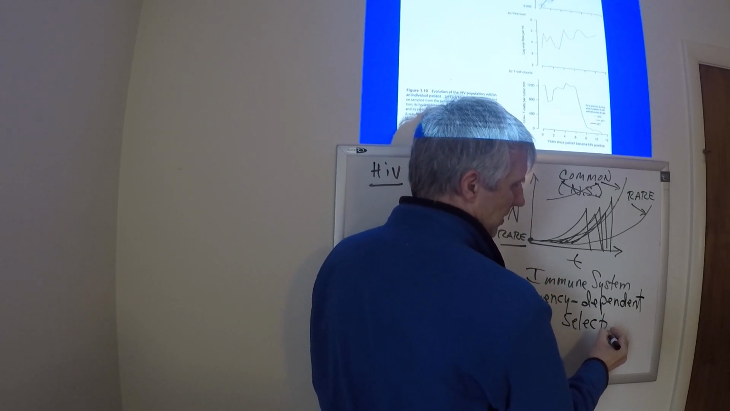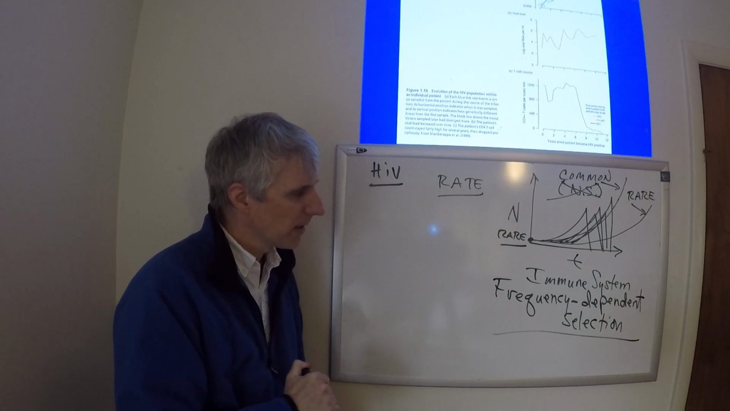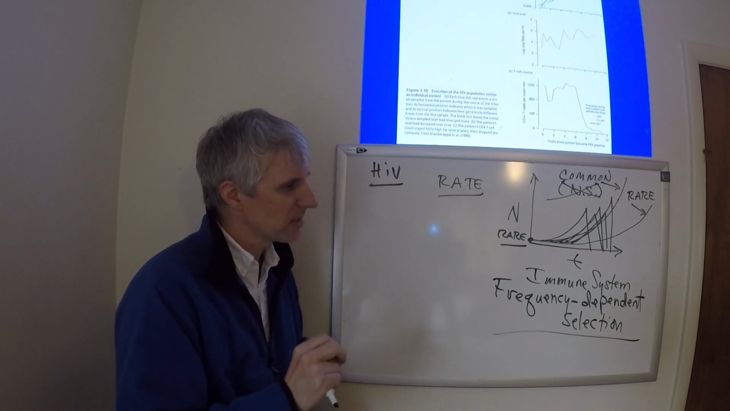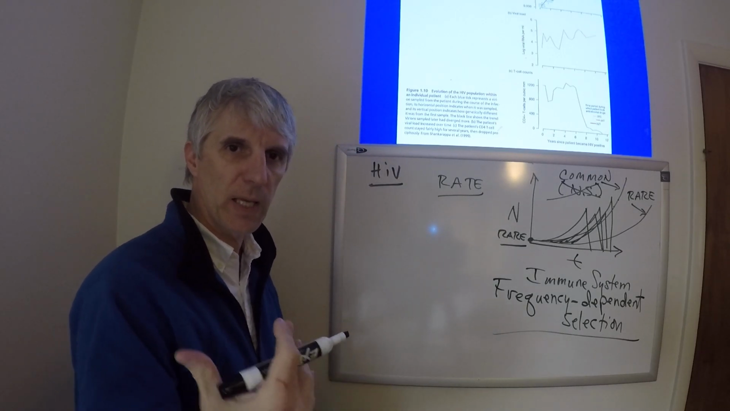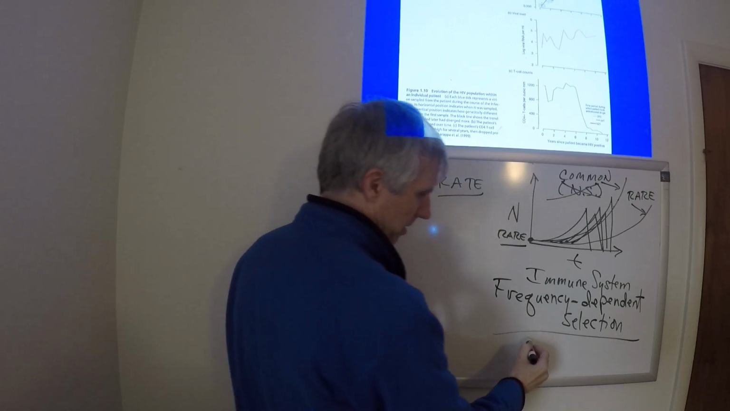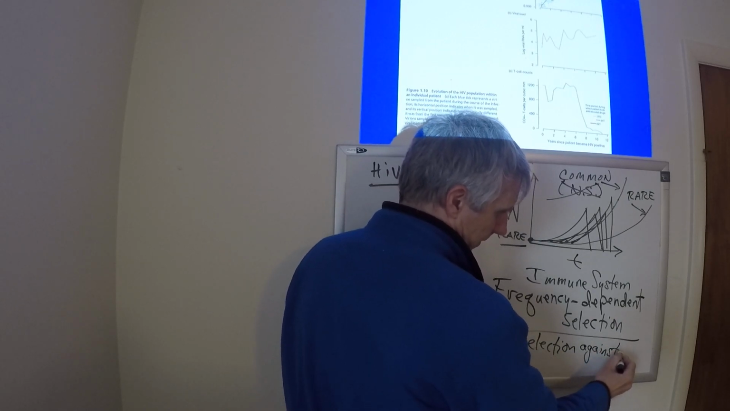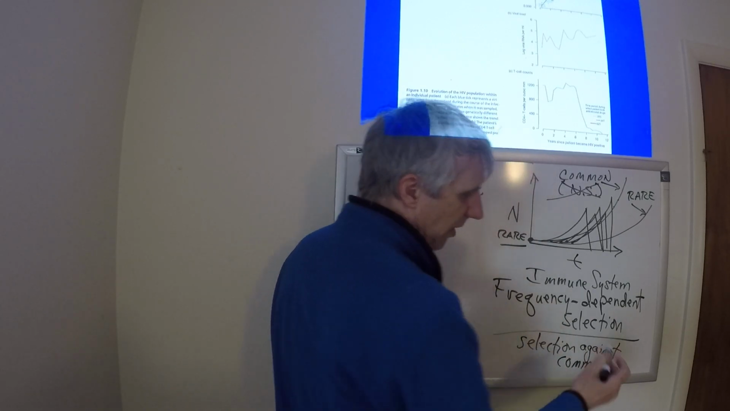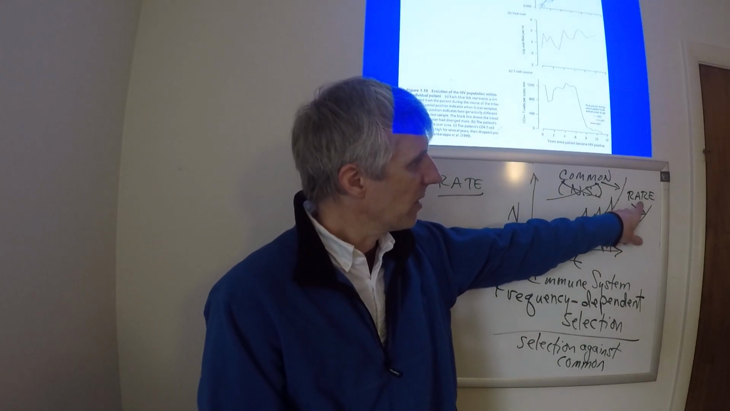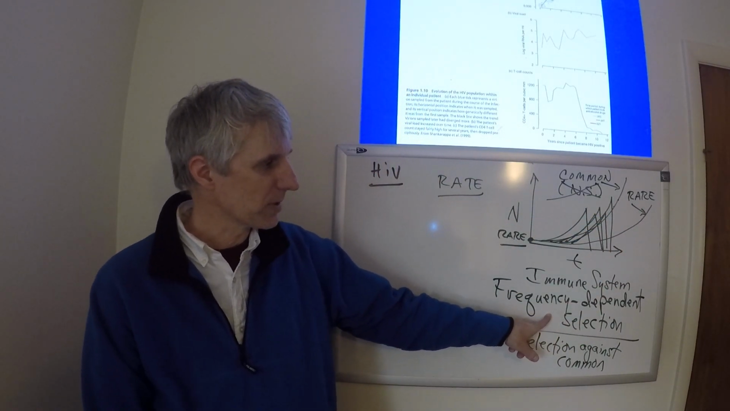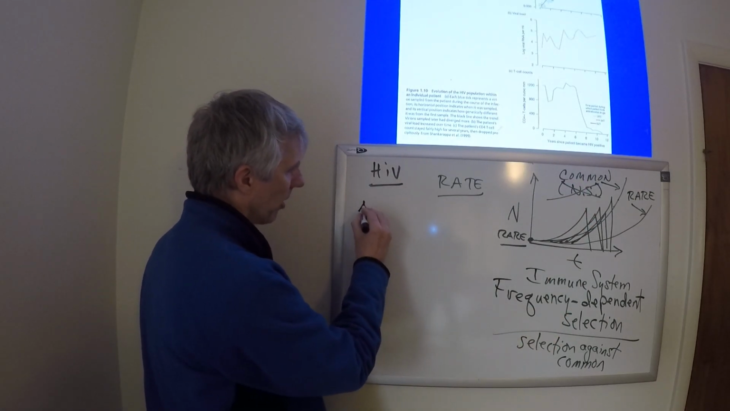Now, frequency-dependent selection we've not talked about before. It should be the first time I've mentioned it. But frequency-dependent selection is this weird process that is being shown here where the common is being selected against. Or the other way to think about it is it's selection for the rare individuals. This individual is being selected for in frequency-dependent selection. This one is being selected against.